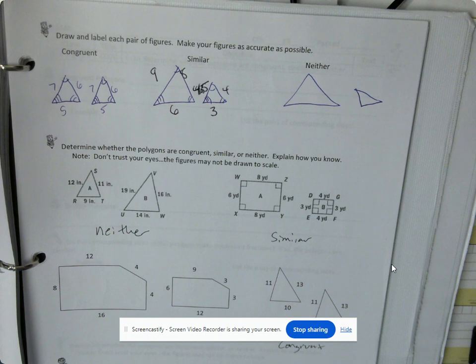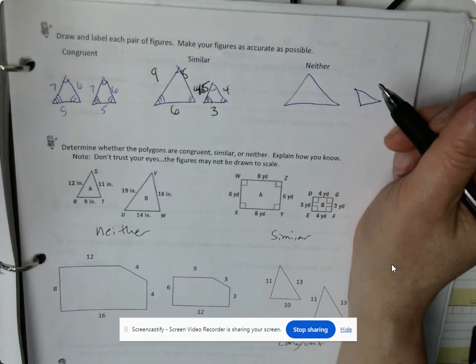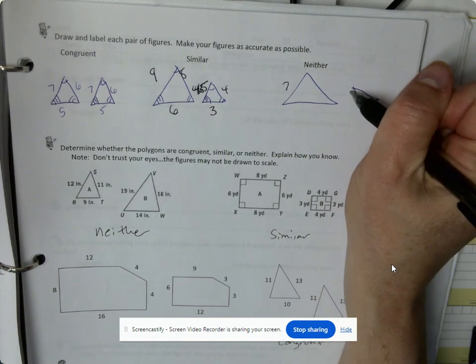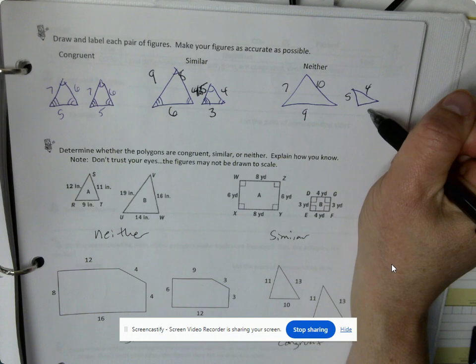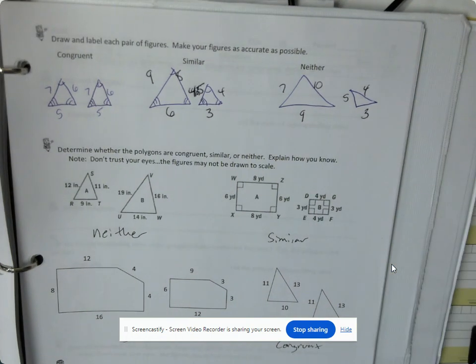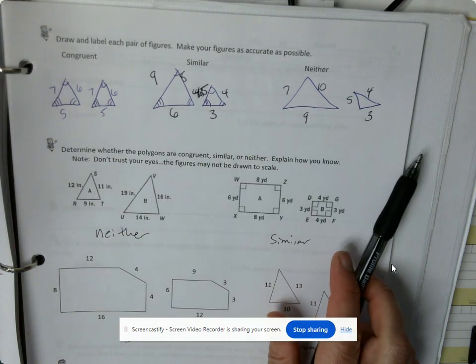Make sense? All right, his example here does not show that they are different. You need to show that the sides are not proportionate. All right, any questions on the top?